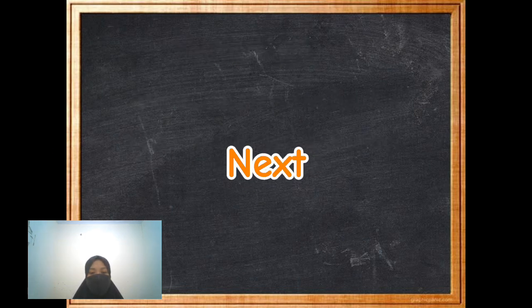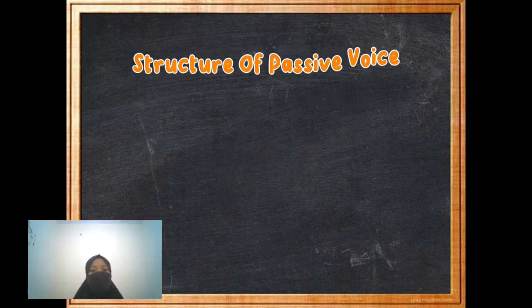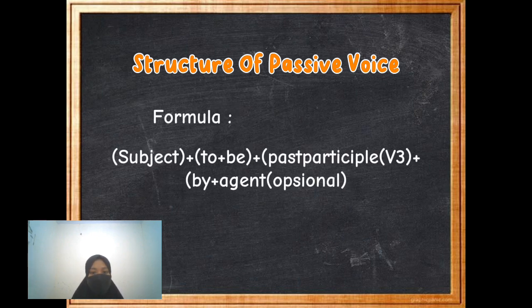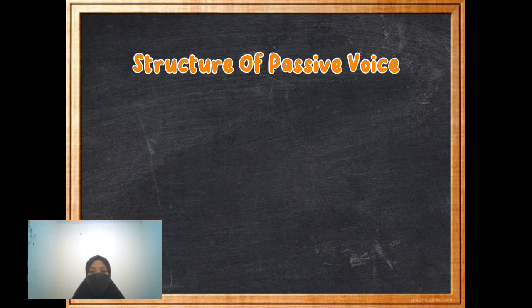Okay, next, the structure of passive voice. Now, the formula: subject plus to be plus past participle, or V3, plus by plus agent. The agent is optional.